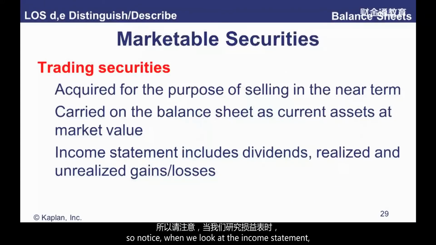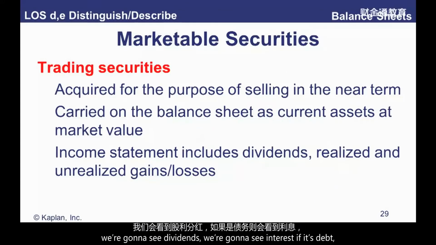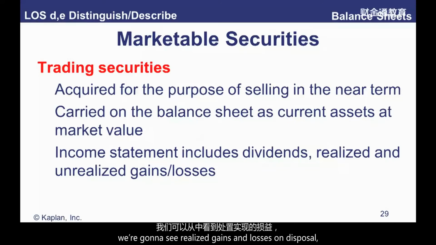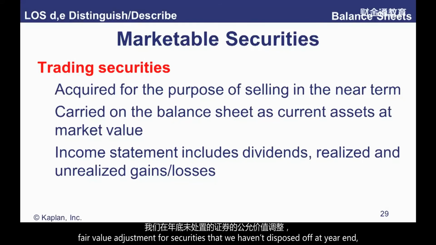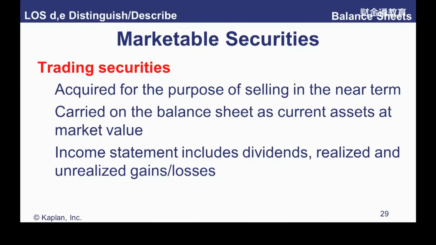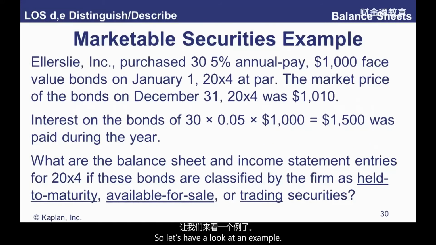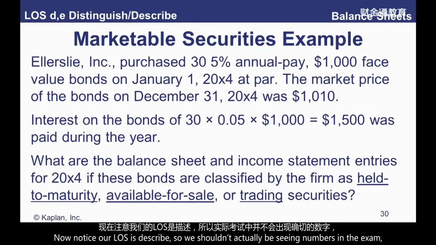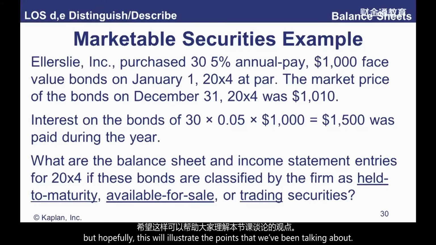So notice when we look at the income statement, we're going to see dividends, we're going to see interest if it's debt, we're going to see realized gains and losses on disposal, but we're also going to see the unrealized gains and losses, fair value adjustments for securities that we haven't disposed of at year end, hitting our income statement. So let's have a look at an example. Now note our LOS is described, so we shouldn't actually be seeing numbers in the exam, but hopefully this will illustrate the points that we've been talking about.